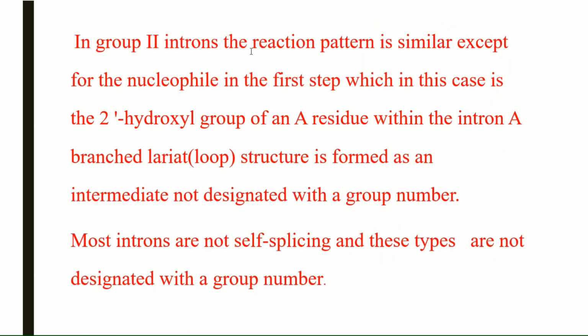In group 2 introns, the reaction pattern is similar except for the nucleophile in the first step, which in this case is the 2'-hydroxyl group of an A residue within the intron. A branch, lariat or loop structure is formed as an intermediate. Most introns are self-splicing and these types are not designated with a group number.